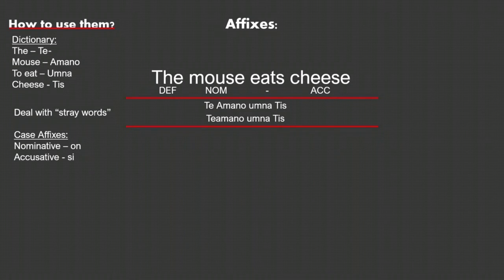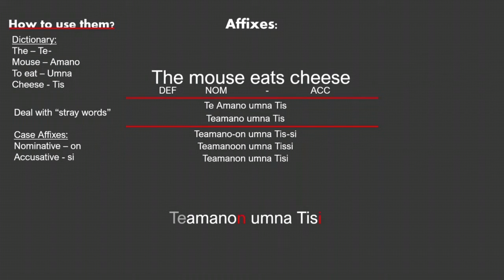Next, we'll make some case affixes. In this case, nominative is going to be represented by on, and accusative by C. And I'm going to suffix them to the words. As you can see here, I've separated them by hyphens just so it's easy to see. Then I will join them like that. But let's say I don't want these double letters. Well, I'm just going to get rid of them, because it would probably still make sense.